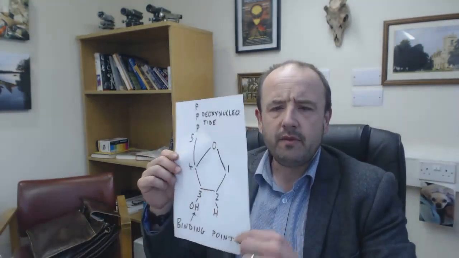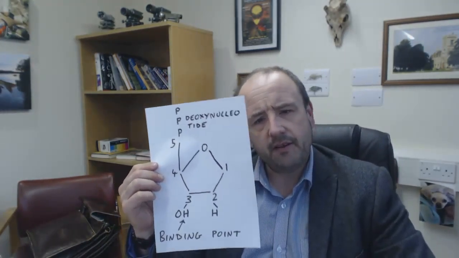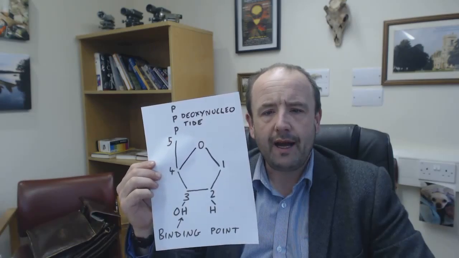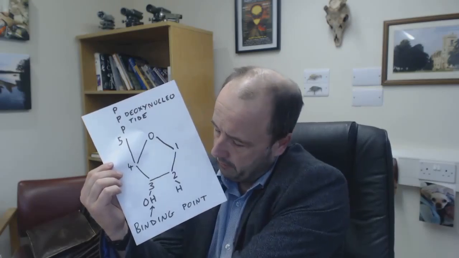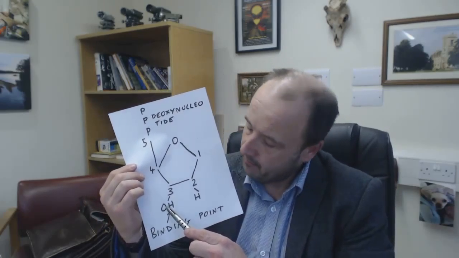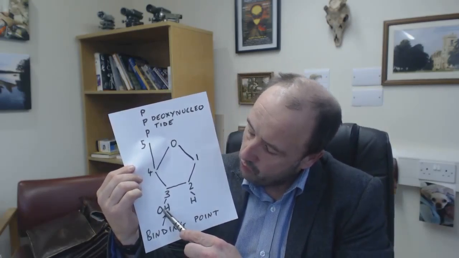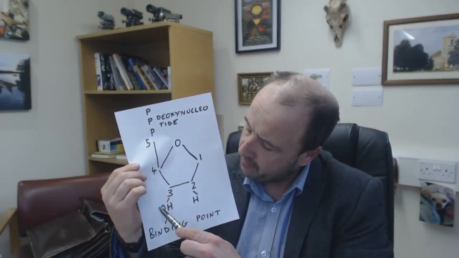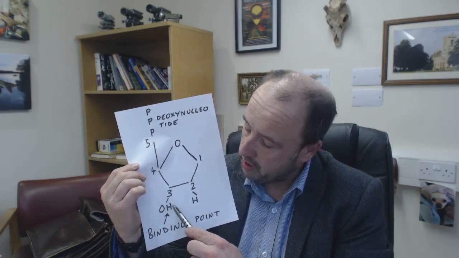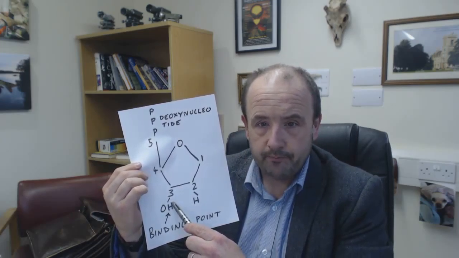So DNA sequencing, as I say, is very, very similar to PCR. Standard DNA bases, also known as deoxynucleotides, have a binding point, a hydroxyl group attached to carbon number 3. That's the OH, an oxygen and a hydrogen atom.